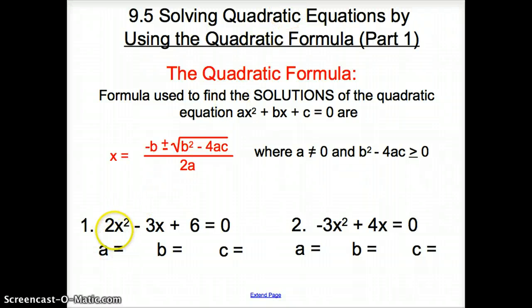What is my a term here? My a term is in front of my x squared term, so my a term is going to be 2. My b term is in front of the x term, so it's going to be negative 3. My c is 6.